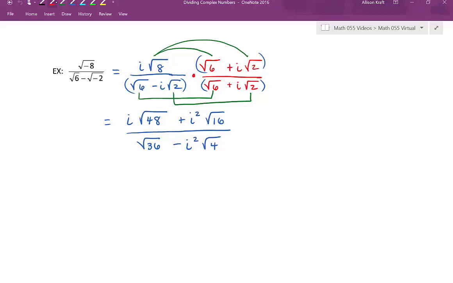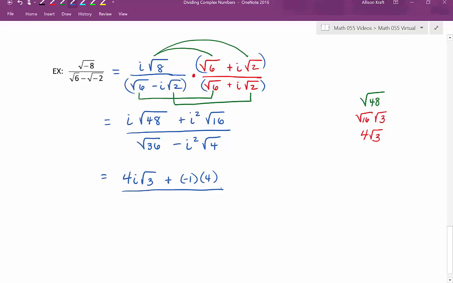First thing we need to do is simplify the square root of 48. I'll do that over on the side. We're looking for the largest perfect square that's a factor of 48. That's going to be 16. Goes in 3 times, so this simplifies down to 4 square root of 3. So we have 4i square root of 3. Next, we have plus i squared times the square root of 16. The i squared we're going to replace with negative 1, and the square root of 16 is a perfect square. It's 4.